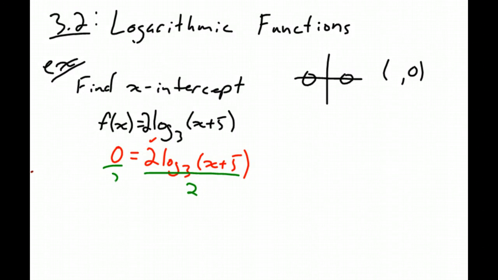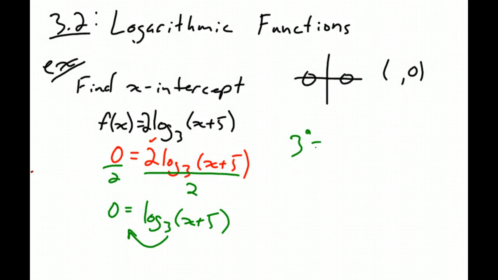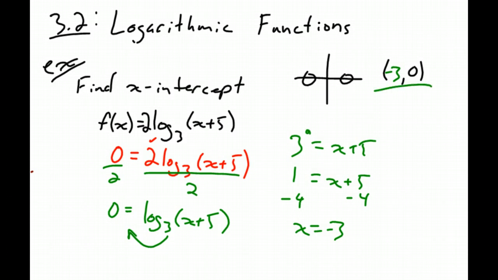So I can divide both sides by 2. 0 divided by 2 is 0. And I'm left with log base 3 of x plus 5. Now I have a way that I can rewrite this as an exponential. I have 3 raised to the 0. So I will have 3 to the 0 equals the number inside, which is x plus 5. It's the whole thing. I know 3 to the 0 is 1 equals x plus 5. Subtract 4 minus 4, so x is equal to -3. So my x-intercept for this one is going to be -3, 0.